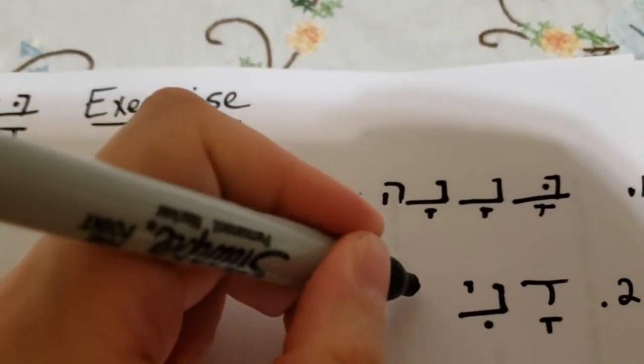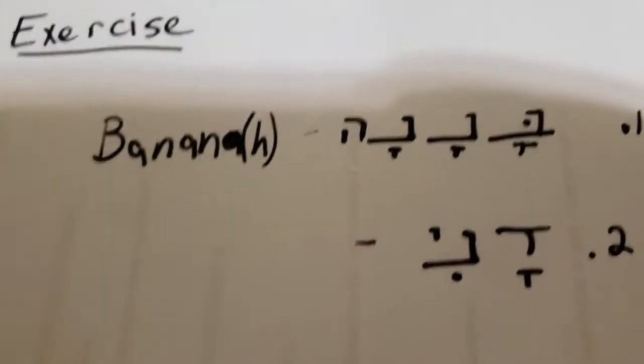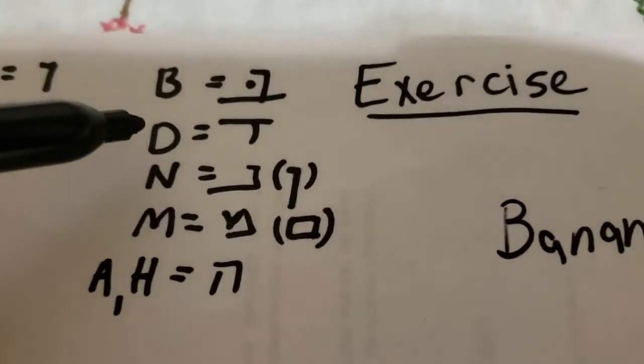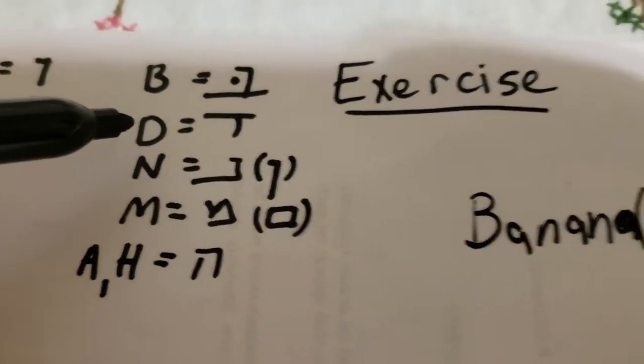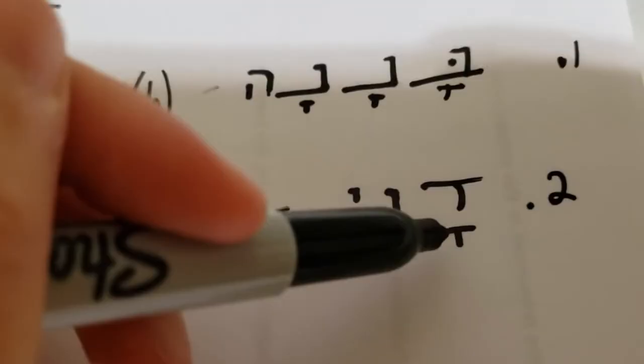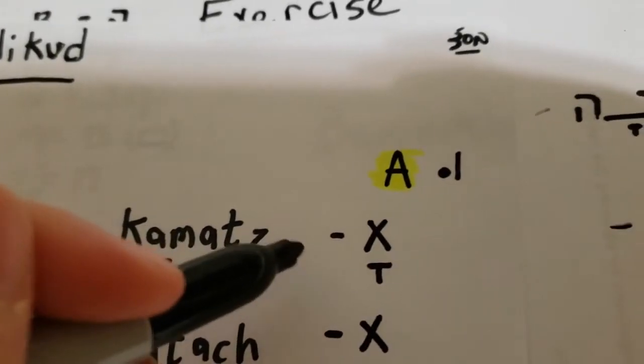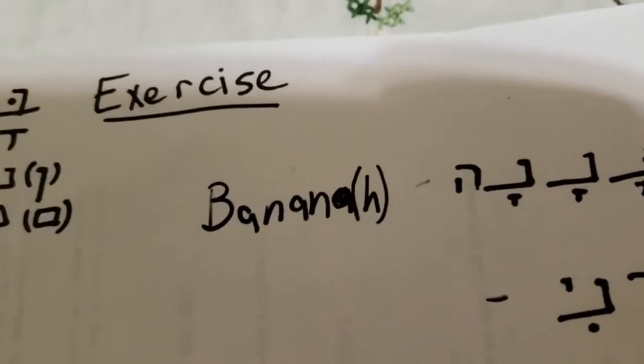Very good. Moving forward, okay, so we have this letter, which is D, which is Dalet. And then we have a kamatz. Kamatz is A. Okay, so we have D and A.